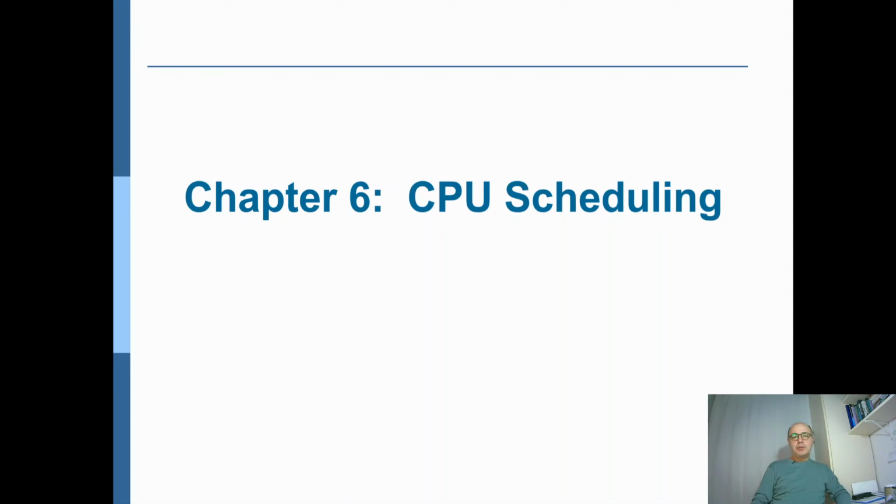After discussing processes in Chapter 3, we will skip over threads in Chapter 4 and process synchronization in Chapter 5, and we will continue with Chapter 6 on CPU scheduling, the scheduling of basic processes. After finishing this chapter, we will go back to Chapter 4 on threads and then to process synchronization.